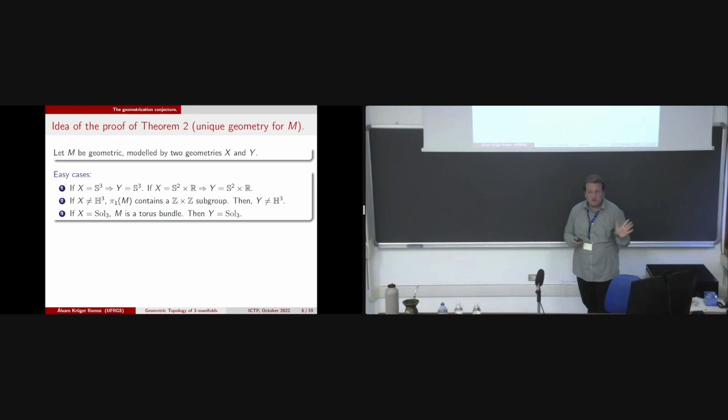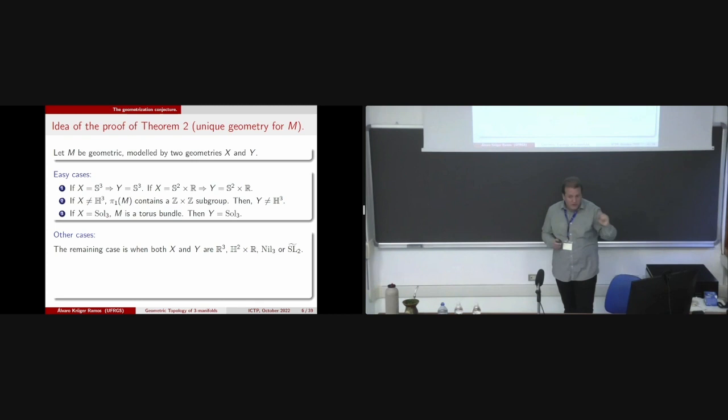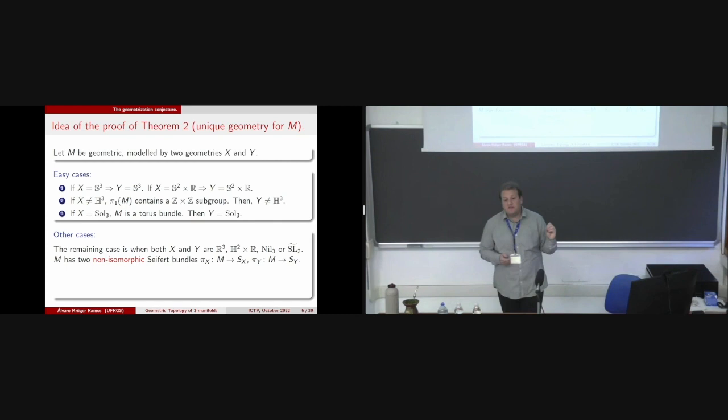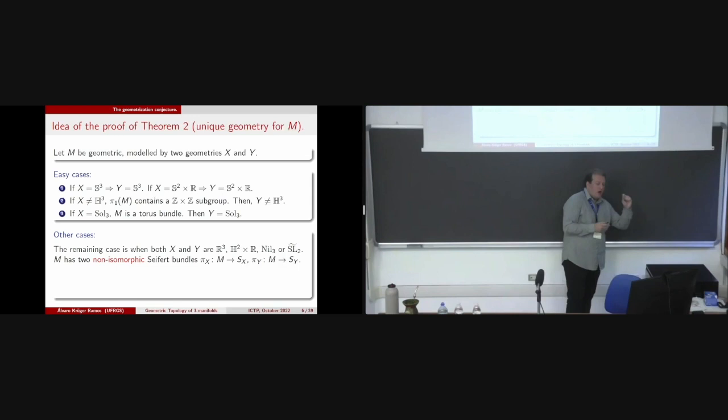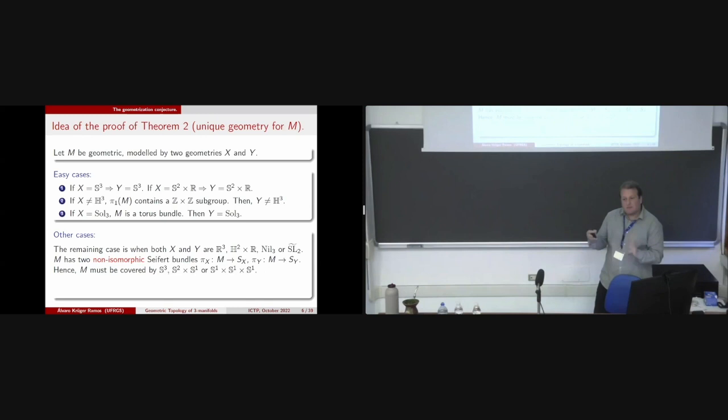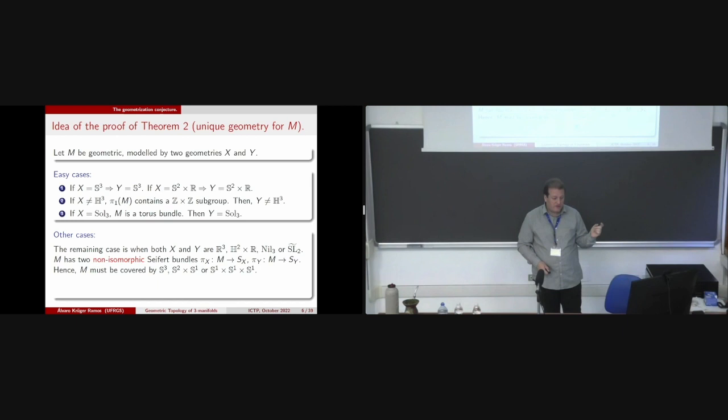Now, the other cases that remain are when both X and Y are in these other four geometries, and we may assume that they are distinct. What happens? All these geometries give rise to Seifert fiber spaces. So M will have two non-isomorphic Seifert fibrations. By the classification of Seifert fiber spaces, I didn't go into this detail, but it's true, we know that the only possibilities are that M is covered by S3, by S2 cross S1, or by S1 cross S1 cross S1. S3 is not in this list. S2 cross S1 would be S2 cross R, which is not in this list. So it remains S1 cross S1 cross S1, which is the three-torus. So it is a quotient of R3.